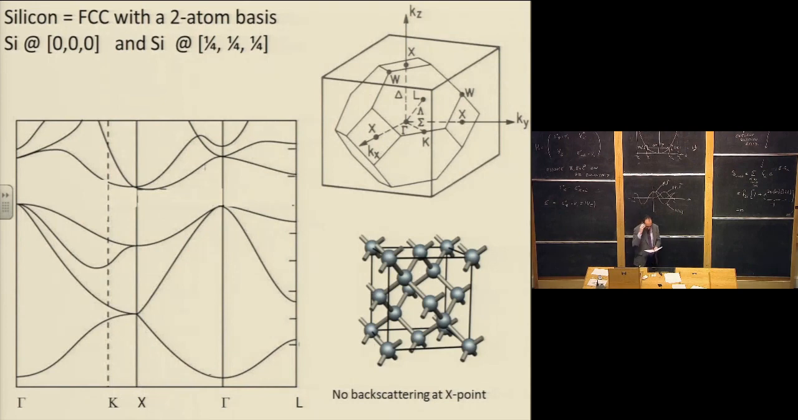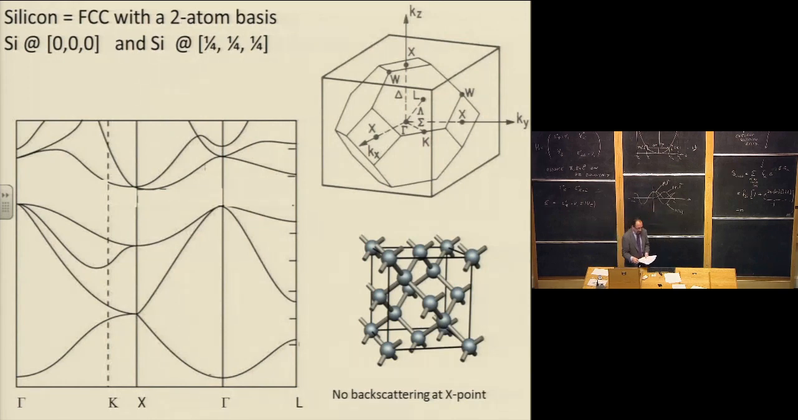So okay, you don't get backscattering in the 200, because what this is telling you is that there's exact destructive interference between the scattering of the two silicons in the unit cell. They'll both scatter, but then you get exact destructive interference between them, and so in fact you get no net scattering at the end of the day.